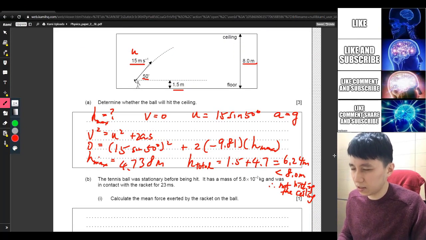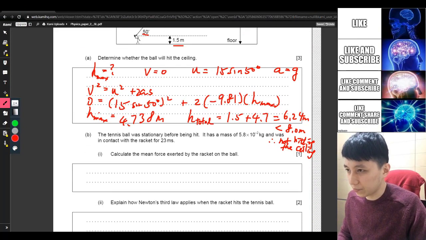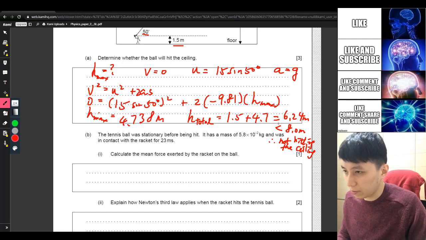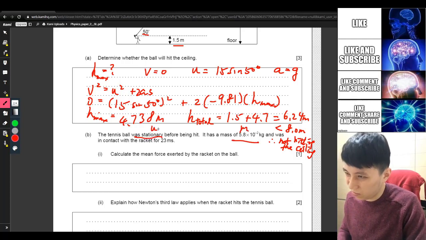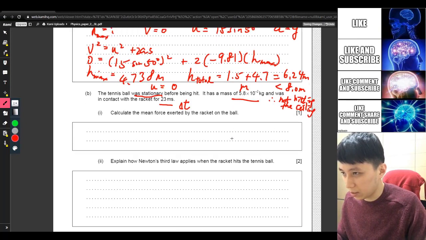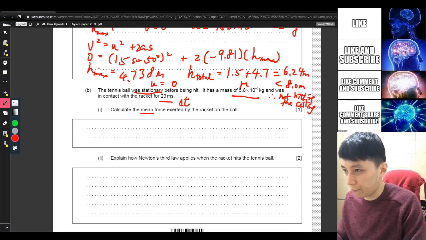Quite tedious, right, for 3 marks. Part B, the tennis ball was stationary before hitting. So we have got m, we've got another u, like before you hit it, 0. This is a time, delta t, so something to do with impulse, I could guess. Mean force, so that means average force.